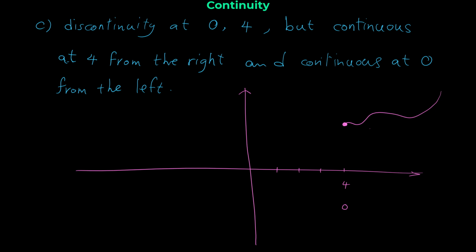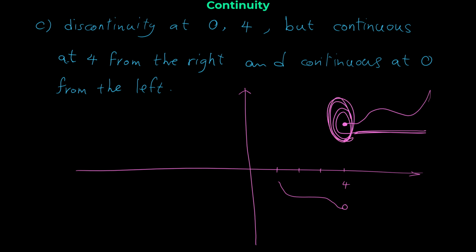So when we approach 4 from the left, we should not get to here. I deleted the graph. Let me draw it again here. But from the left, we can get to this hole. As you can see, what happens here? From the right, the function is continuous, because from the right, the function approaches its value. The value of the function is here. It's filled. But from the left, it approaches a hole which shows discontinuity from the left. At 0, we have the opposite situation. At 0, we want continuity from the left, but discontinuity from the right.